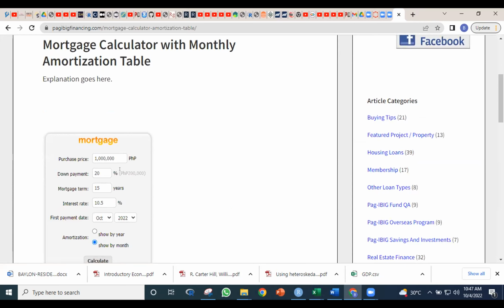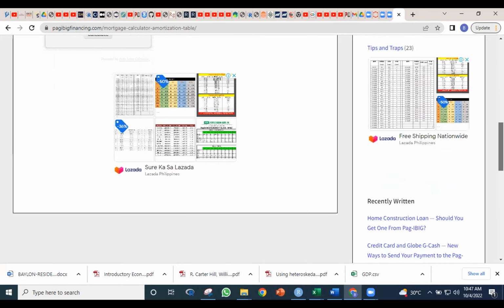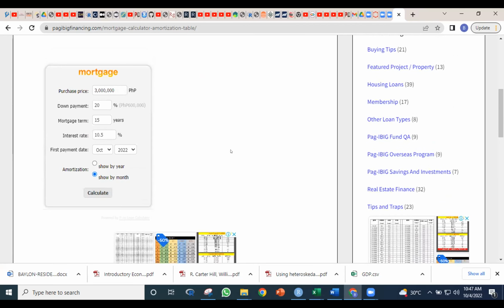Okay, for example, you're loaning a house at 3 million. Say the down payment is 20%, which means your equity, you have to contribute 600,000, and you can loan only 2,400,000 because the 20% should be contributed by you. Let's say you're going to loan for 15 years and the interest rate is 10.5%. The interest rate varies, depending on the amount, and it changes over time. Interest rate now is 10.5%. And then we can ask Pag-IBIG to show the calculation.